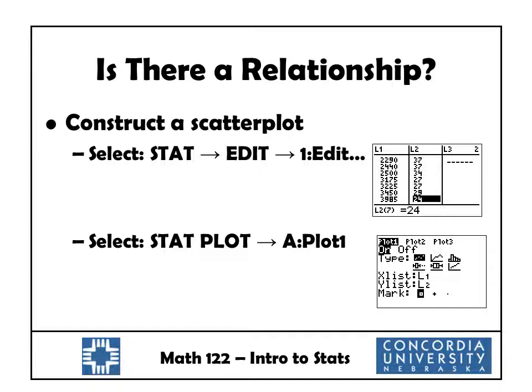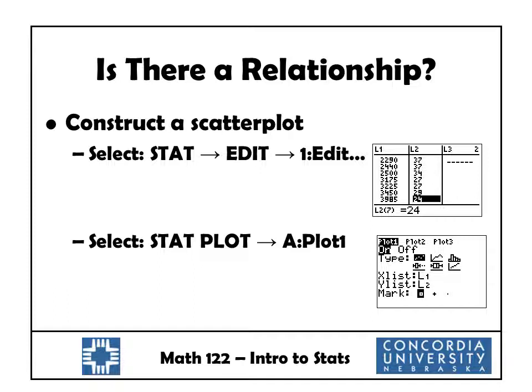Next to X list, we enter the list of data that contains our X values, which in this case is L1, and then Y list, enter the list that contains the Y values, which in this case is L2. Those should be the default values, but if they're not, you can change them. Now the last option there is Mark. That just chooses the type of dot that you want to put on the screen. We'll just choose the first one, which is the default.